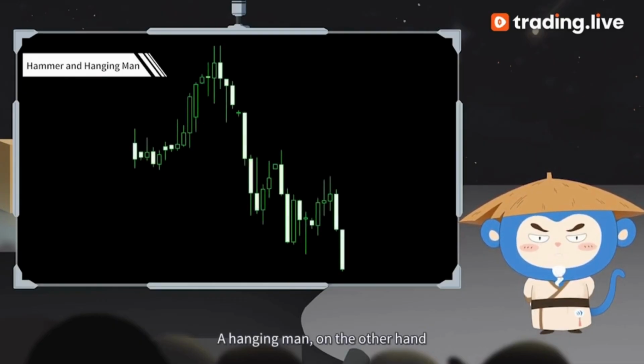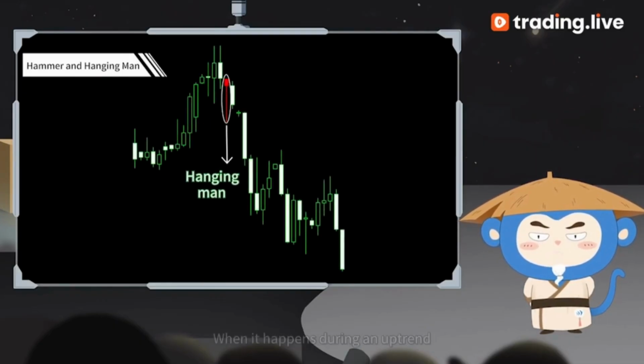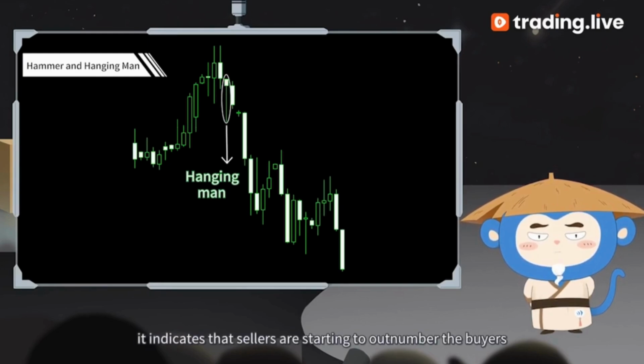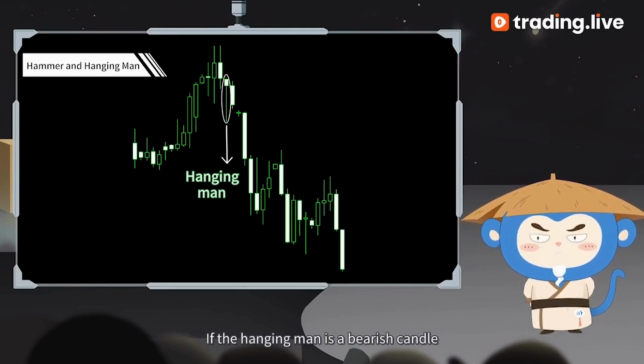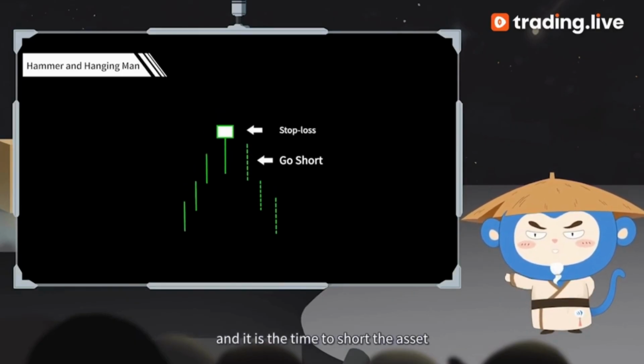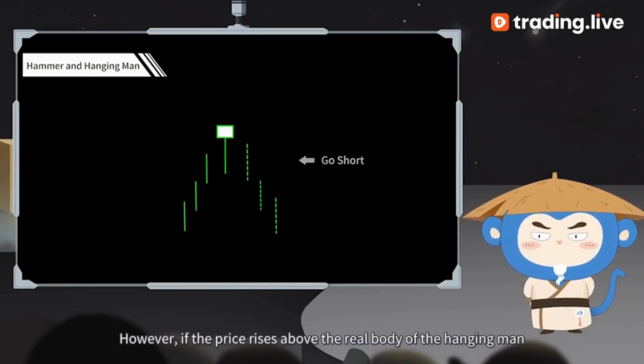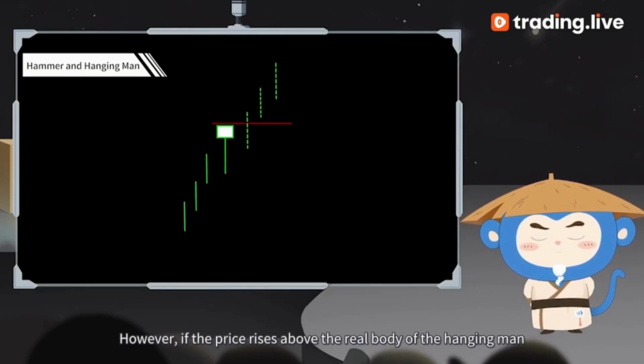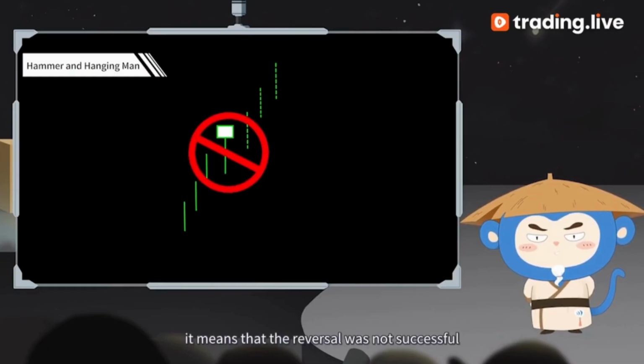A hanging man, on the other hand, sends a signal of a possible peak or a strong resistance. When it happens during an uptrend, it indicates that sellers are starting to outnumber the buyers. If the hanging man is a bearish candle, there is a high possibility that the price will start to fall, and it is the time to short the asset. However, if the price rises above the real body of the hanging man or the top of the upper shadow, it means that the reversal was not successful.